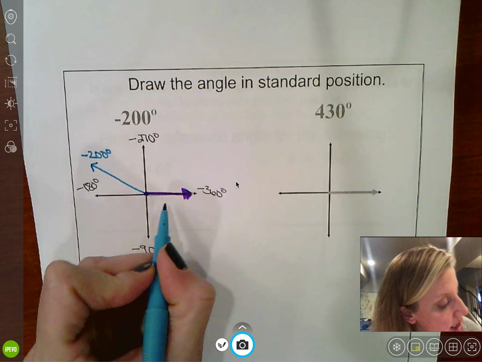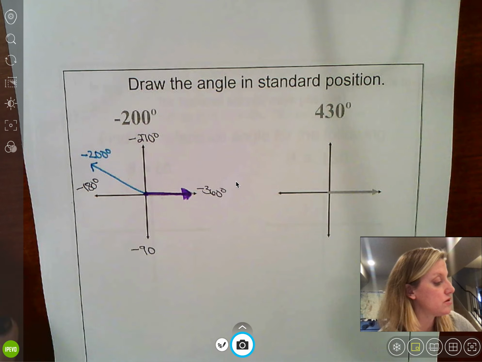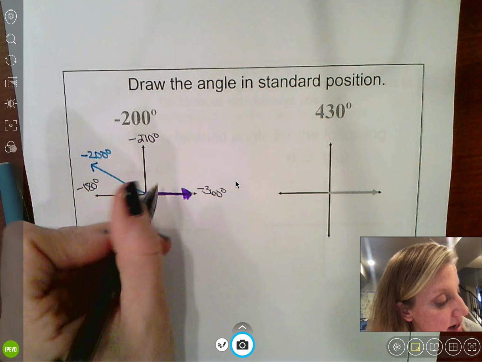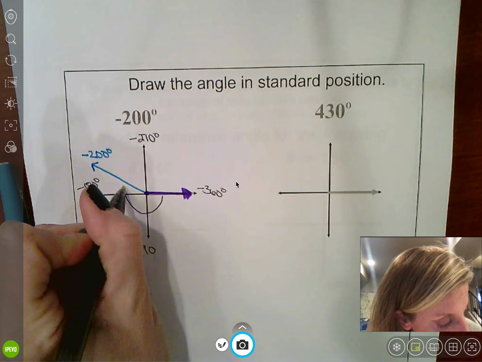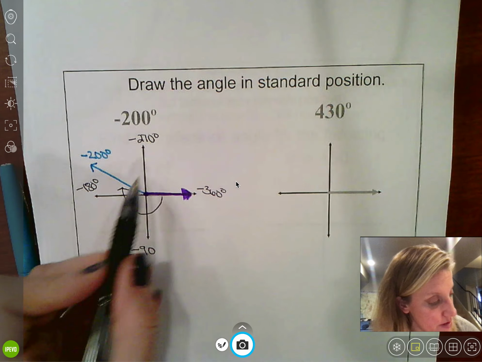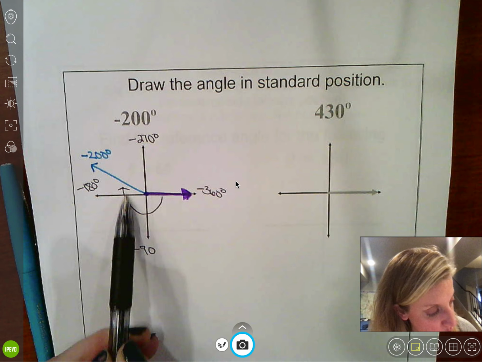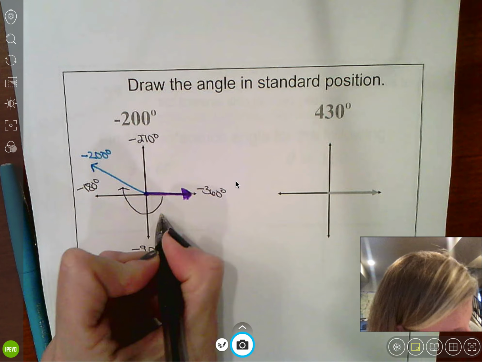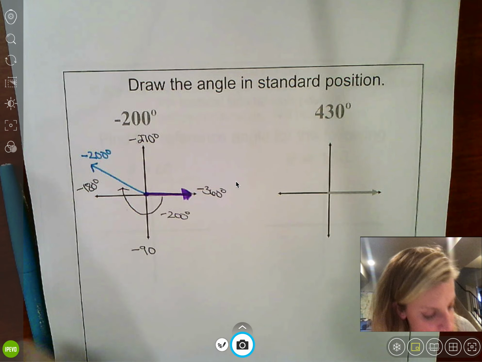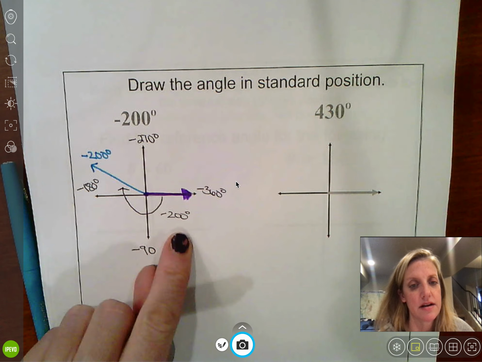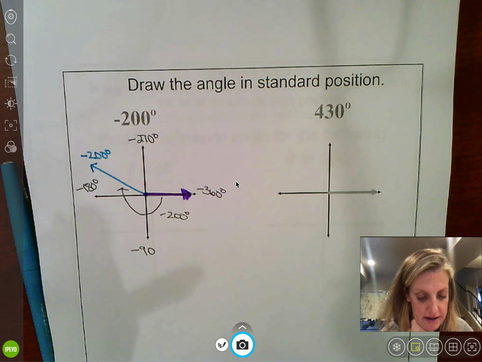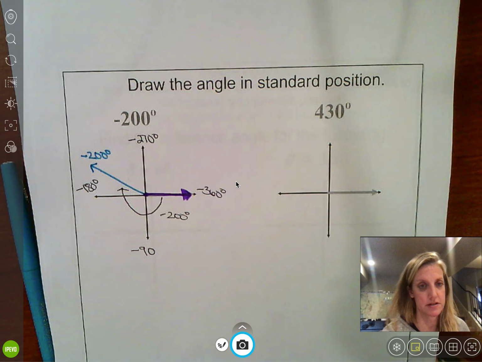All right, and then what's really nice to do a lot of the time is to remind everyone of the direction of the rotation. So I'm going to put a little arrow there. It started at that purple, went this direction around. So that's that negative 200 degrees. Some people like to write it there. Some people like to write it down there. You have to see what your preference is.